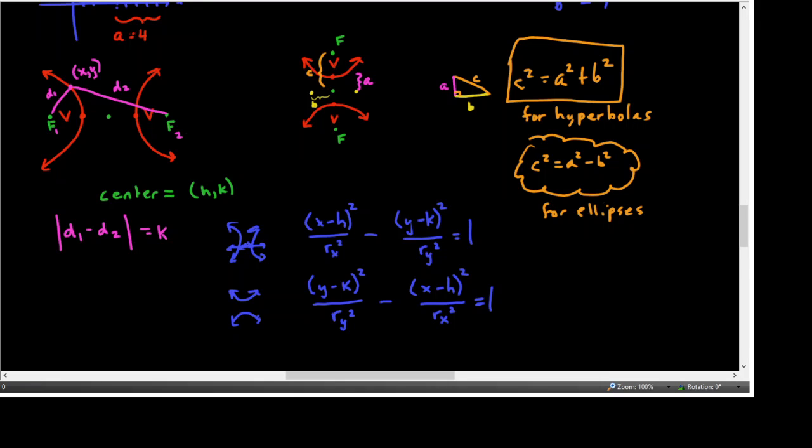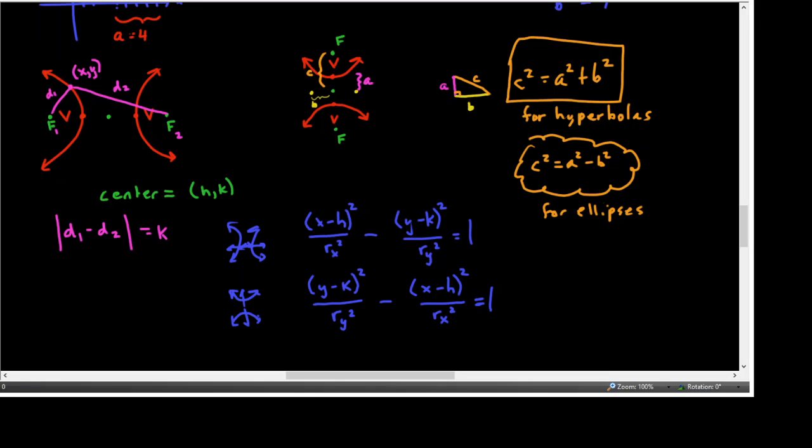I mean, moving left and right to get to the vertices and to the foci. If y is the fraction that's in front, what I call the positive fraction, you're going to have to move in the y direction from the center to get to all of your major things, your vertices and your foci.